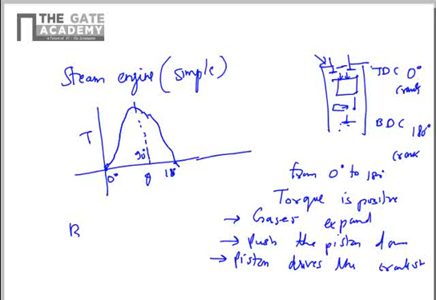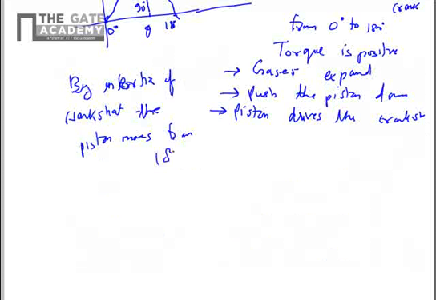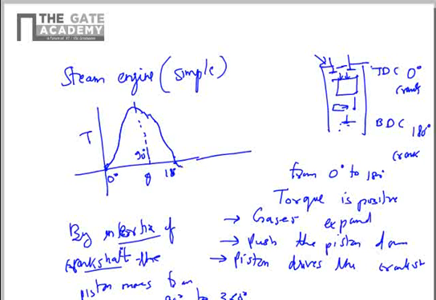So by inertia of the crankshaft, the piston moves from 180 degree to 360 degree. So the return motion takes place due to inertia of the crankshaft. This inertia of the crankshaft is precisely what is defined by the flywheel that we will define in the next section, how to calculate this inertia. But for now, we will just understand the nature of the torque diagram.